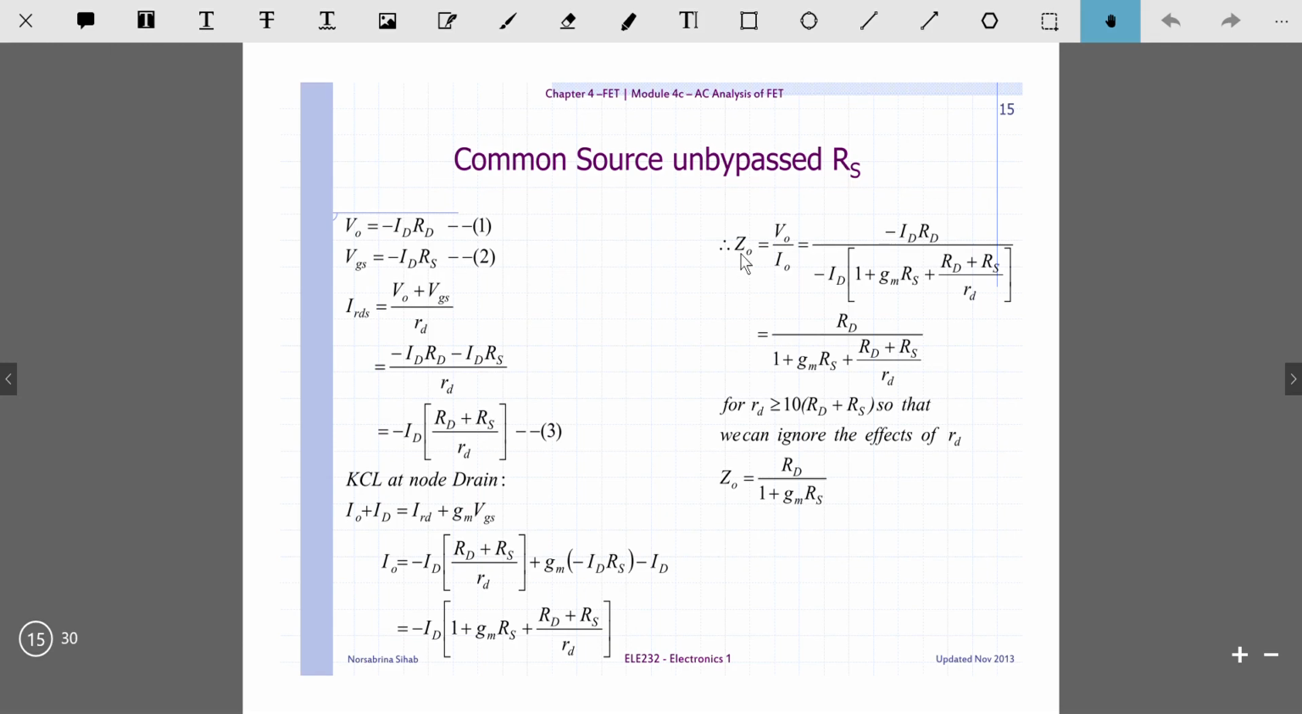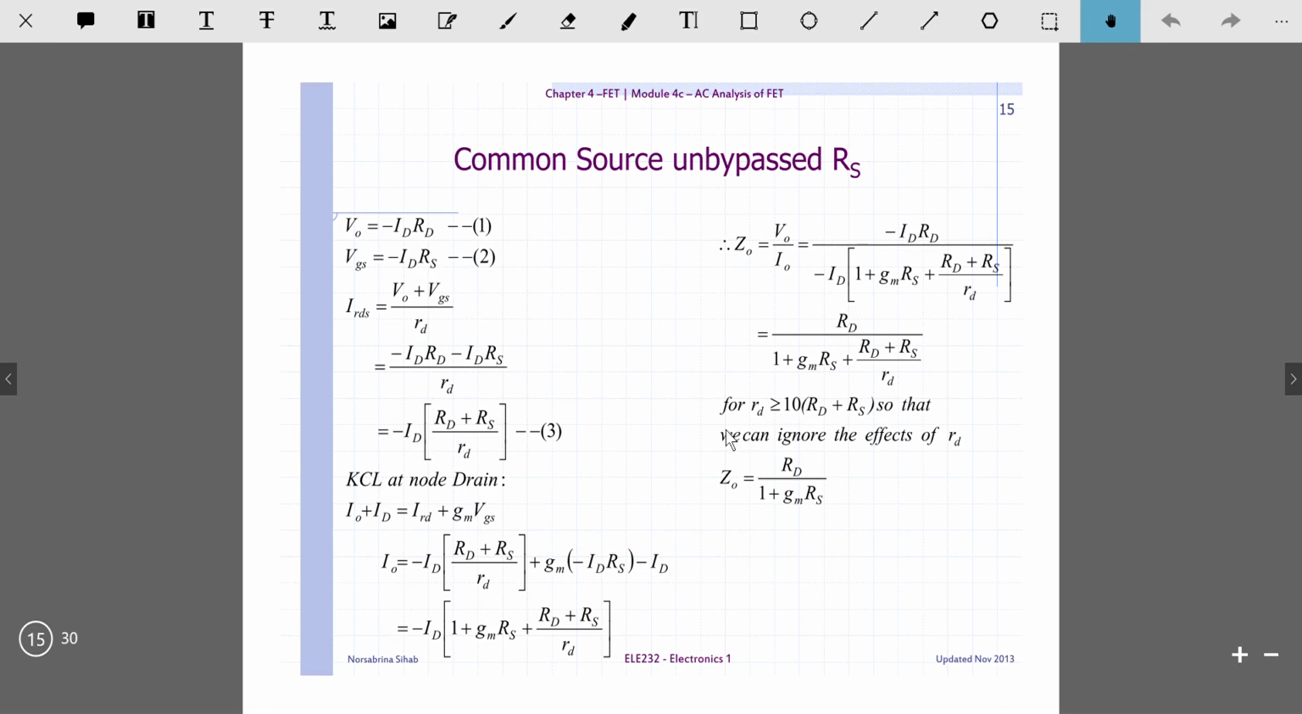In order to find Z out, Z out equals to V out divided by I out, and V out equals to minus ID RD. This comes from equation number 1 here. So divide by I out from this equation here. After you have simplified, by cancelling minus ID and minus ID over here, you will get Z out equals to RD divided by 1 plus gm RS plus the fraction of rd plus RS over rd.